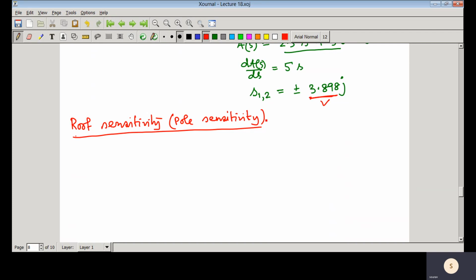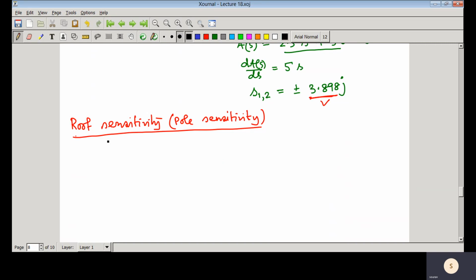So this is actually the ratio of the fractional change in a closed loop pole to the fractional change in the system parameter. Whenever we consider a closed loop system in root locus, we consider a parameter, that is K, the gain, and when that gain changes, the closed loop poles also change. So this root sensitivity says that if there is a change in gain, what would be the change in closed loop poles?